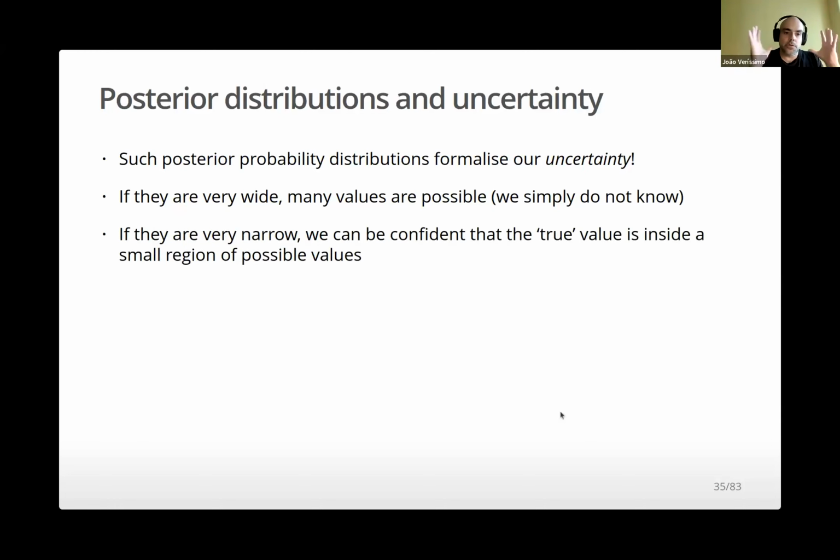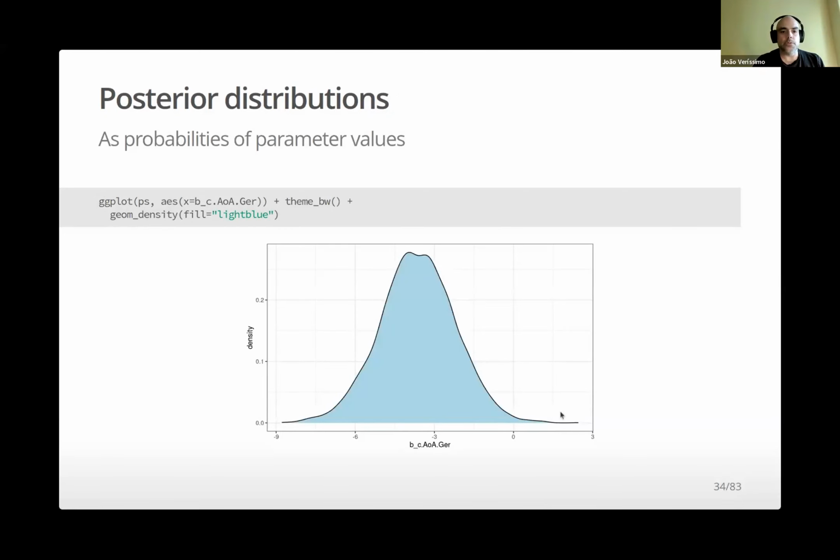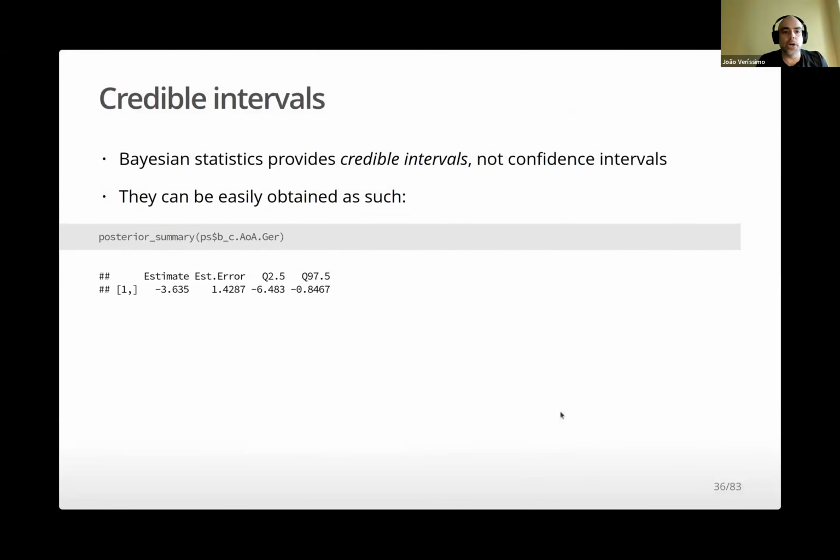If, in turn, these posteriors are very, very narrow and congregate around a specific set of values, then we can be much more confident that the true value is indeed inside this small region. And so our certainty about the effect is larger. It's important to keep in mind that the full posterior is both a technique of estimation, and it also encodes or formalizes in some way our uncertainty about the effects. So if you see a very tight posterior, that means that we can be really sure that the effect is within those boundaries.